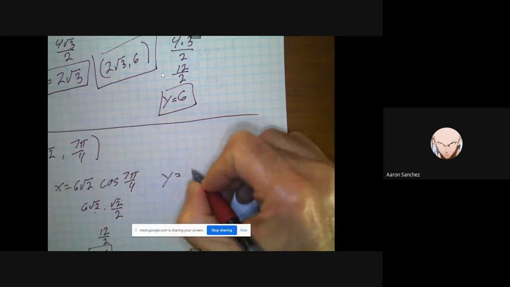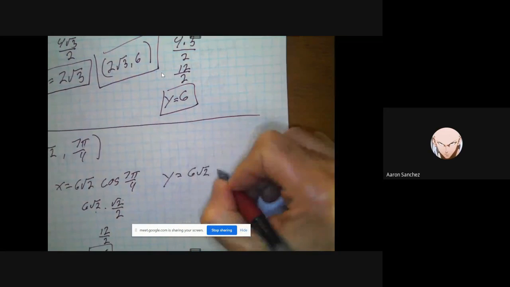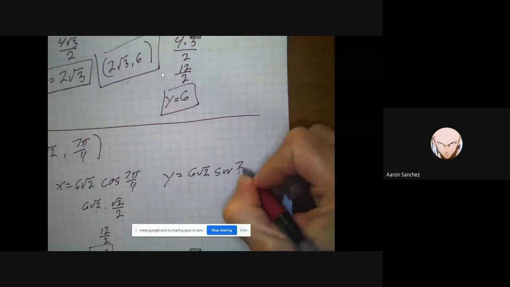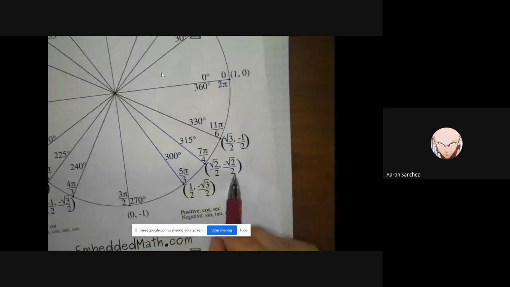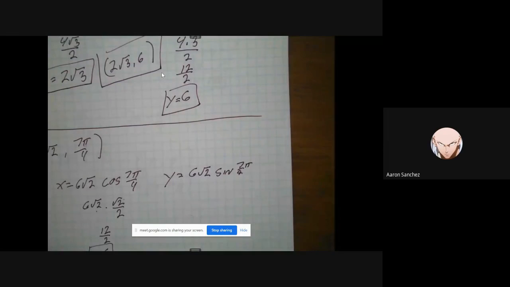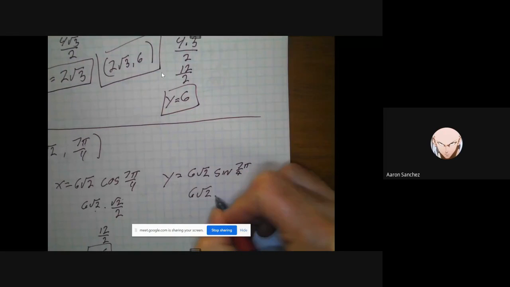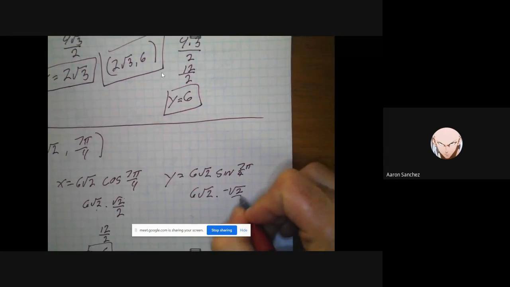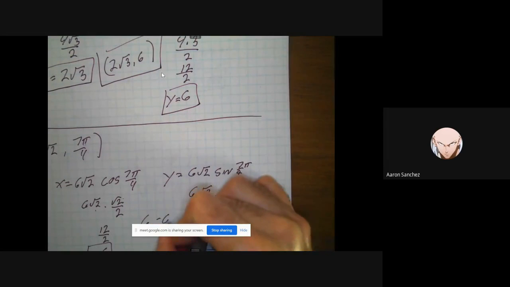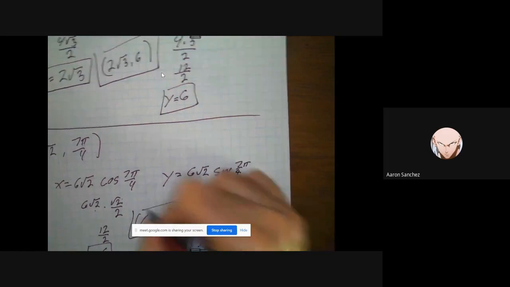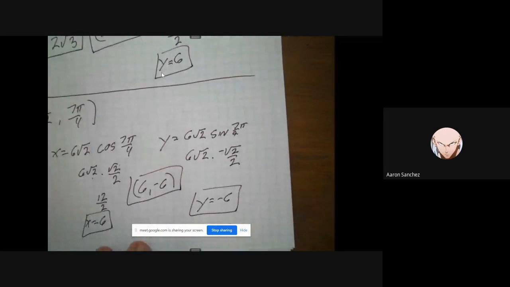y equals 6√2 sine 7 pi over 4. 7 pi over 4 sine. I'm going very fast. Look, it's negative √2 over 2. That's the y. The sine is the y. So it's going to be 6√2 times negative root 2 over 2. It's going to be the same as this one, except it's going to be y equals negative 6. Proper, right? 6, negative 6. That's all you got to do.